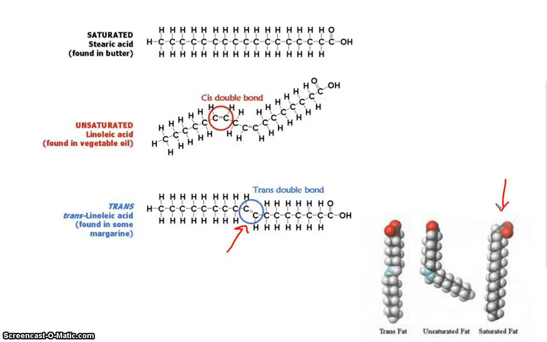Now, look at the middle one, the unsaturated fat. Look at that big bend in the tail, the big kink. Well, that makes it one of the healthy fats because they don't pack together real well, and it stays liquid. It stays more mobile. Well, now look at the trans fat.